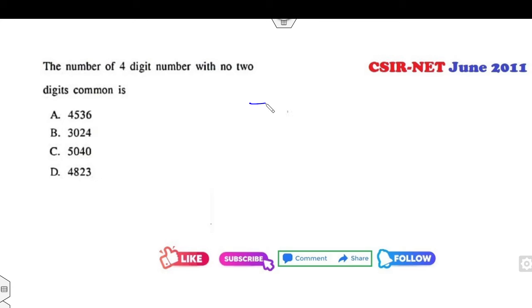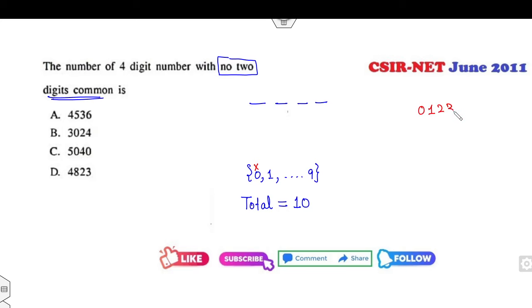The number of 4-digit numbers with no 2 digits common, that is, there is no repetition. So first of all, what will be the possible choices? Out of these numbers, how many choices are there? The total numbers are 10, fine. Now look at that. How many choices for the first digit? Definitely the first digit can never be 0, because if the first digit is 0, then it will be a 3-digit number, but we need a 4-digit number.